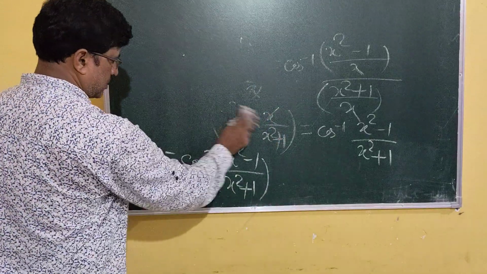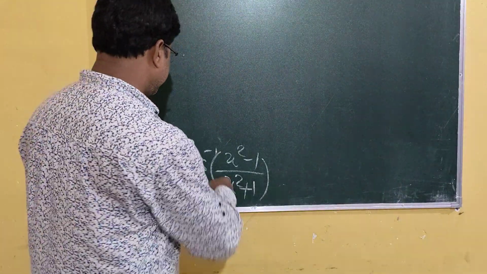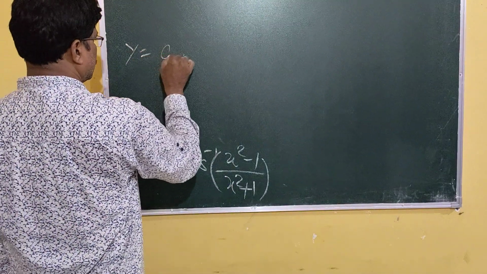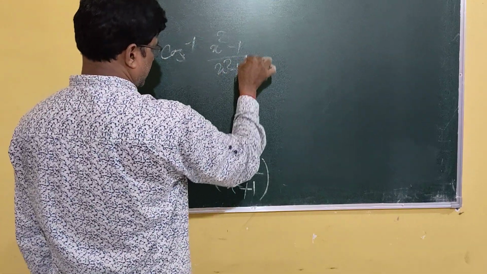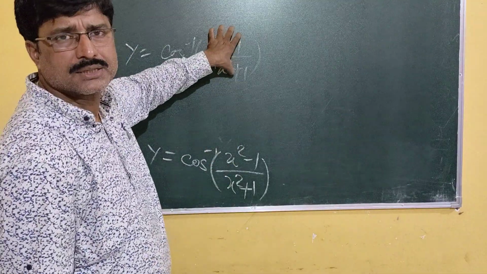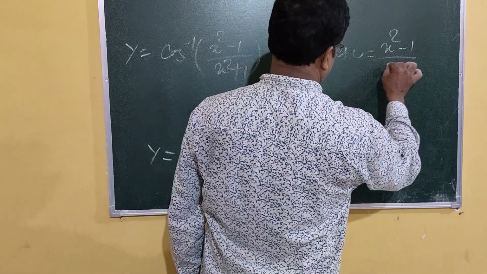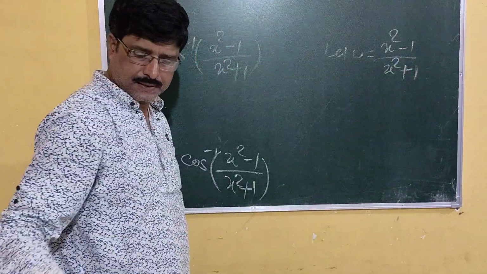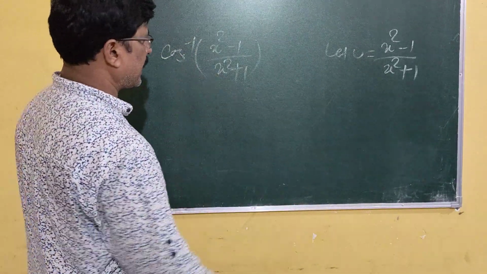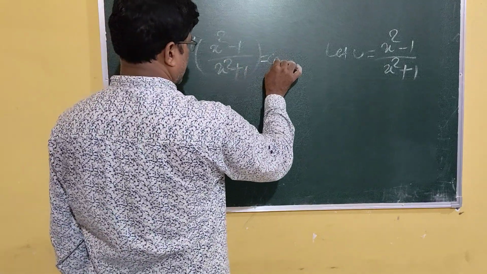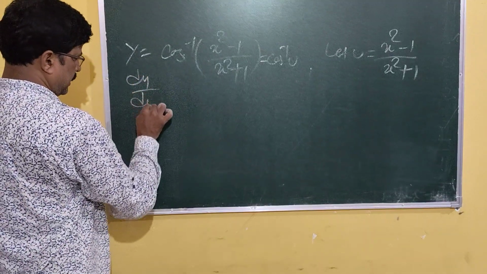Taking the cos inverse formula, and writing again y is equal to cos inverse of (x square minus 1) by (x square plus 1), now we can change this as u. So let u be equal to (x square minus 1) by (x square plus 1). We have to find dy by dx, so first we need dy by du.